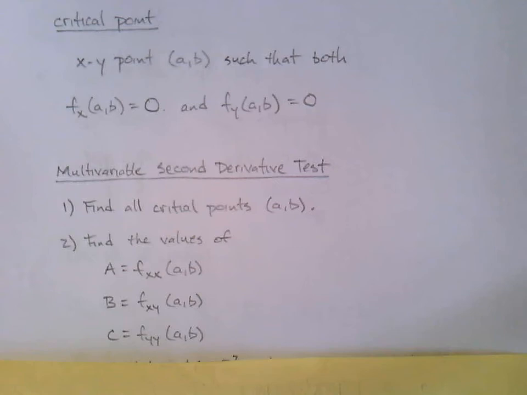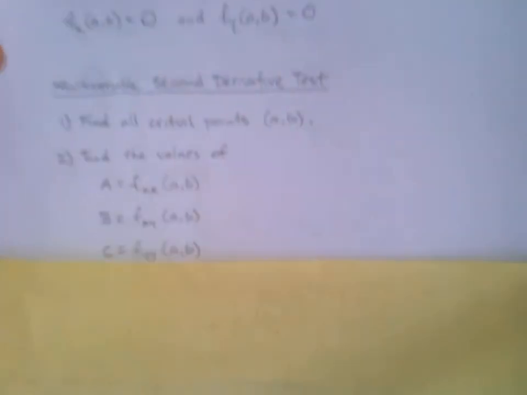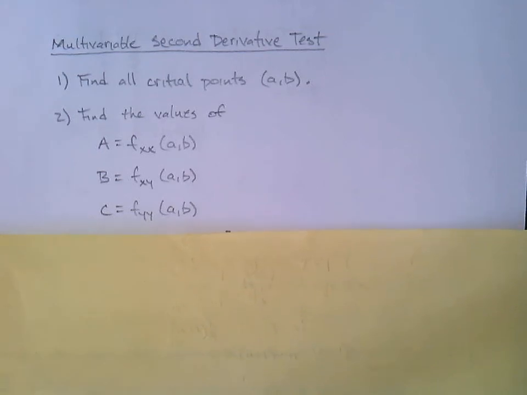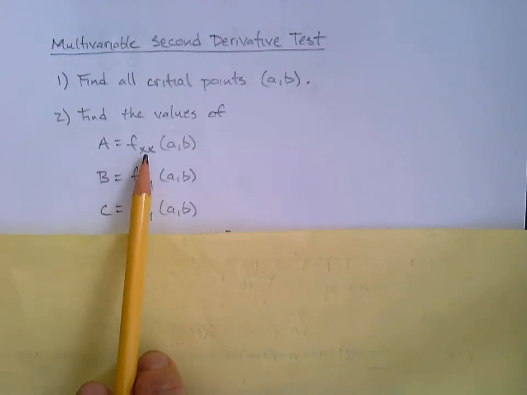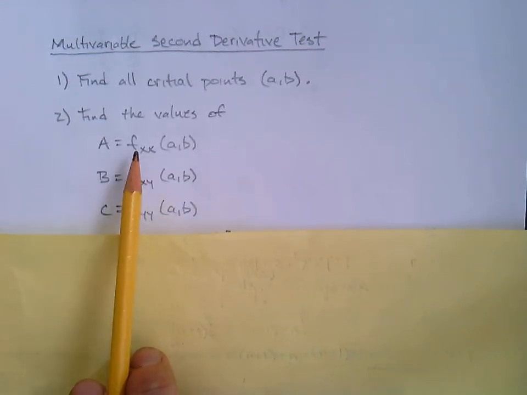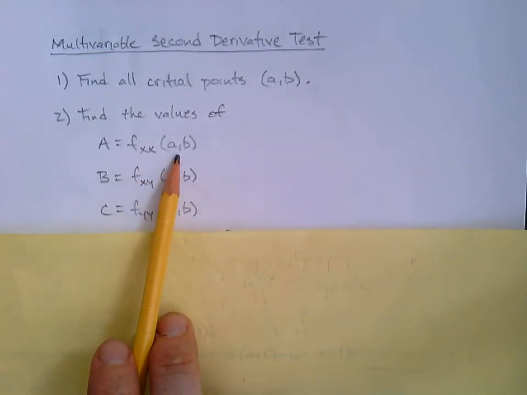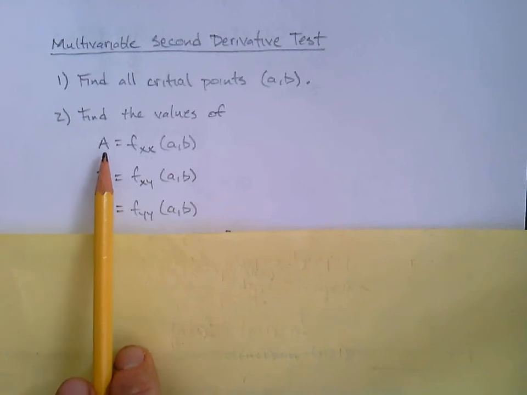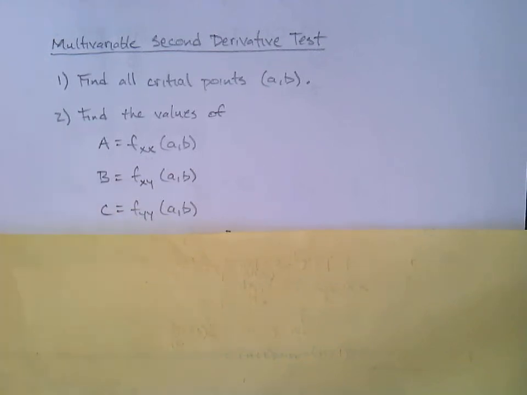Number two, now comes the second order partial derivatives. We're going to find the second derivative with respect to x, so fxx, and evaluate it at that point (a, b). We're going to call that value capital A. Then we find the second order partial derivative fxy, evaluate it at (a, b), and call that capital B. And finally, capital C is fyy evaluated at (a, b).